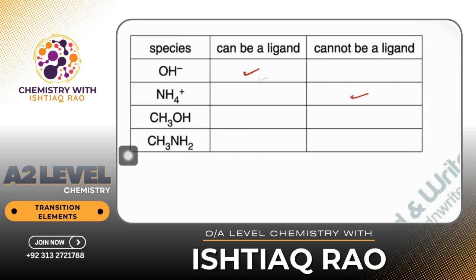And what do you think about this one? CH3OH has an oxygen atom. Oxygen is going to have a lone pair of electrons, so that's why it can act as a ligand. Then we have CH3NH2. Yes, it has a nitrogen atom, and nitrogen is going to have a lone pair of electrons. Yes, it can act as a ligand. Okay, so it's very easy, right?